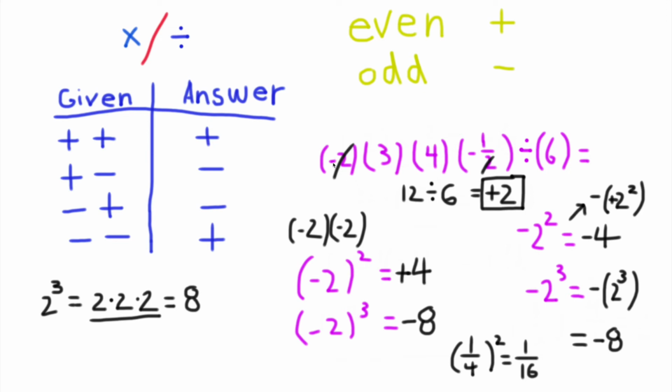So here I have one negative and I have two negatives in the problem. If I have two negatives, that's an even amount of negatives. That means my answer is positive, and that's why the answer to this problem is positive 2. It's that simple. You calculate, and then you see how many negatives there are, and then you choose the answer based on how many negatives there are. Remember, again, this only works with multiplication and division.